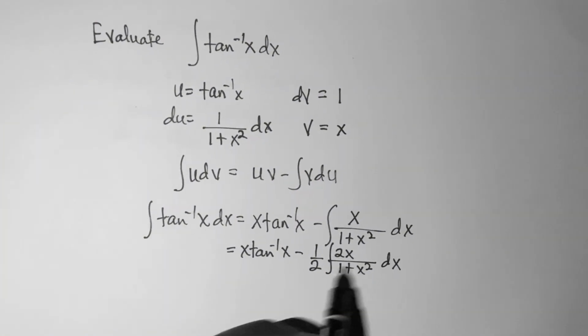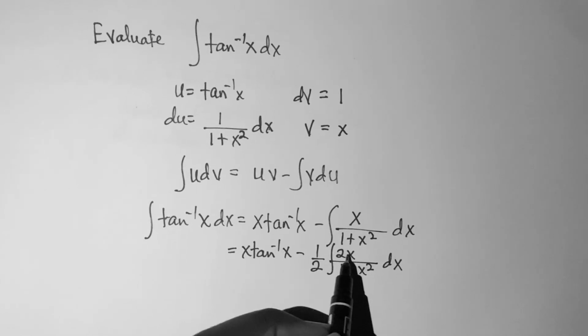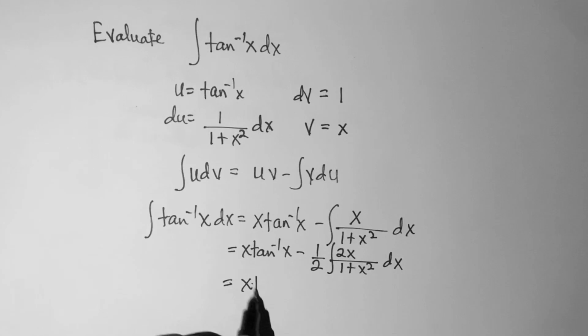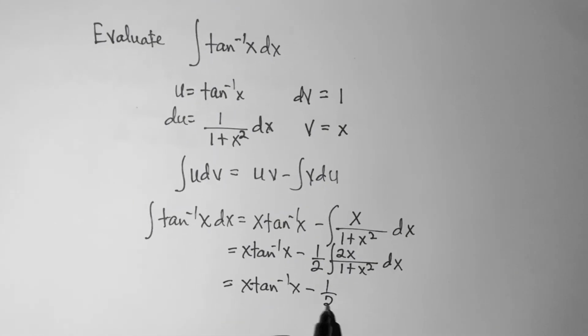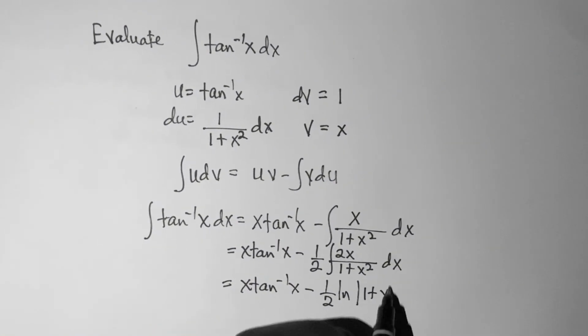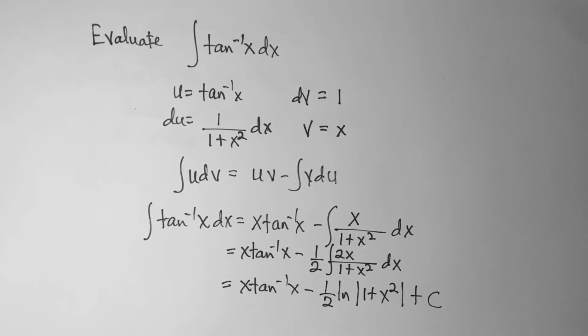So you see that if you differentiate the denominator now, you differentiate 1 plus x squared, you get 2x. So we can use the natural log. So this is equal to x tan inverse of x minus half natural log of the absolute value of 1 plus x squared, then plus the constant of integration c.